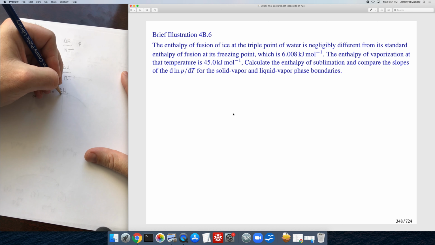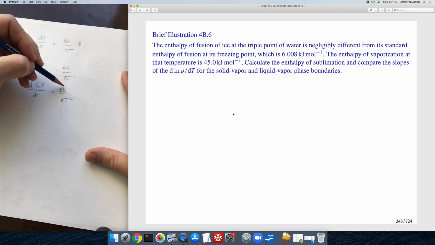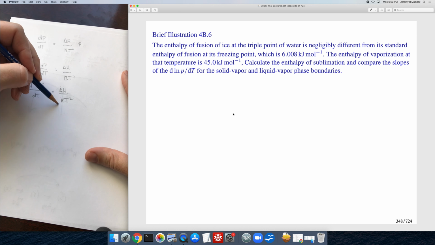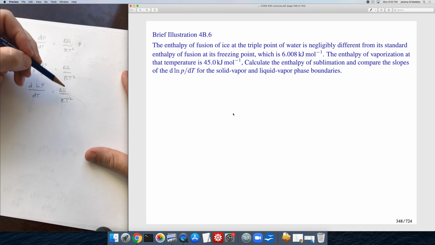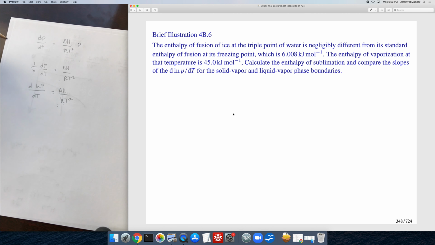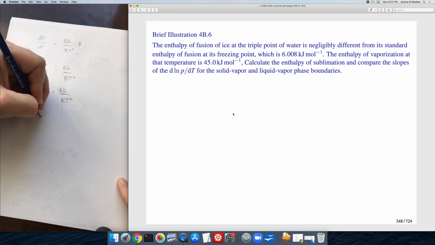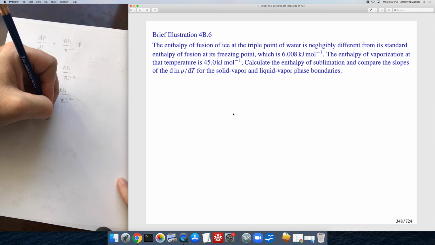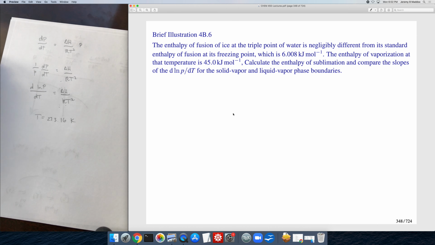And so to solve the second part of the problem, which I'm going to skip, you would take the delta H for the sublimation and divide by RT squared. Then you would take the delta H for vaporization and divide by RT squared. And you'd use the triple point temperature to do that, which for water is, I think it's 273.16 Kelvin, if I'm not mistaken.